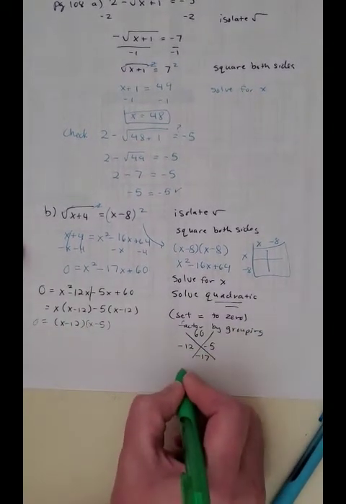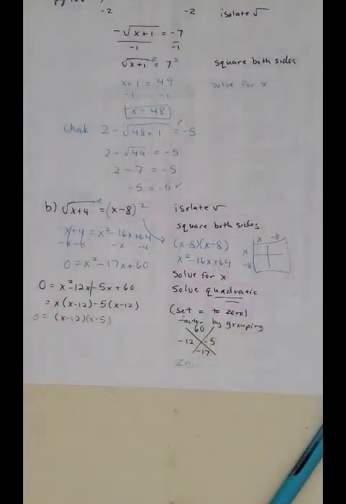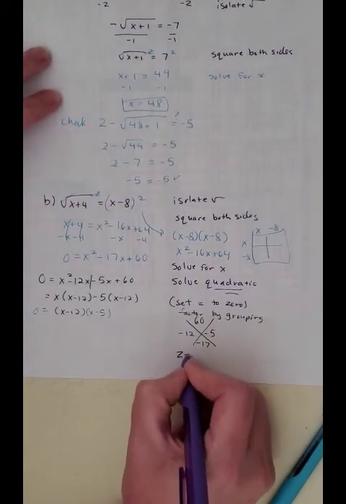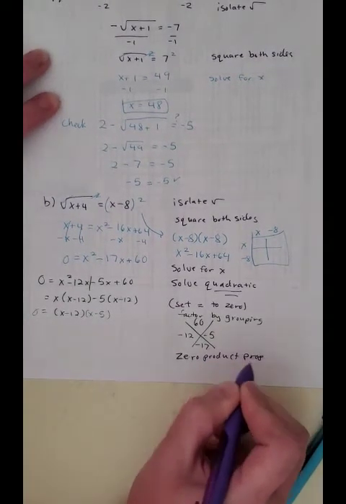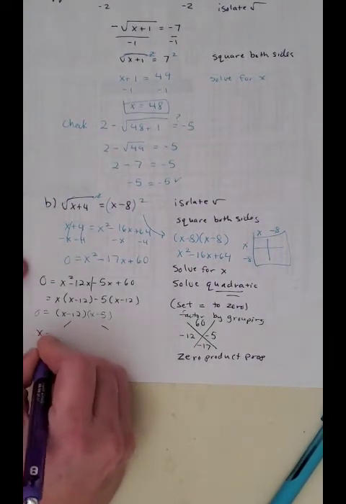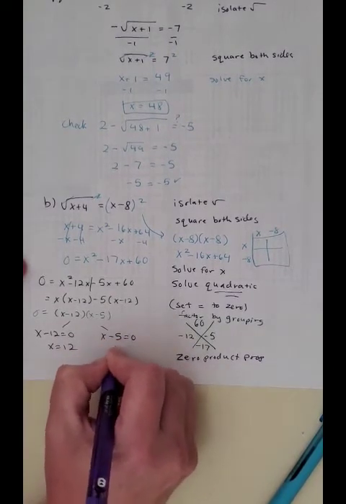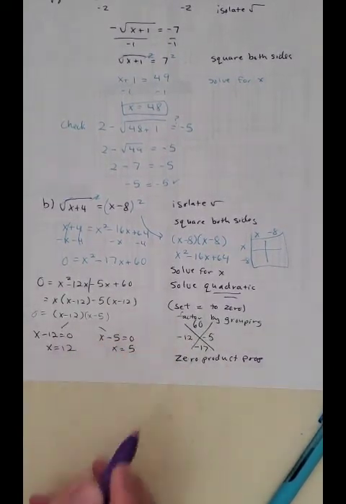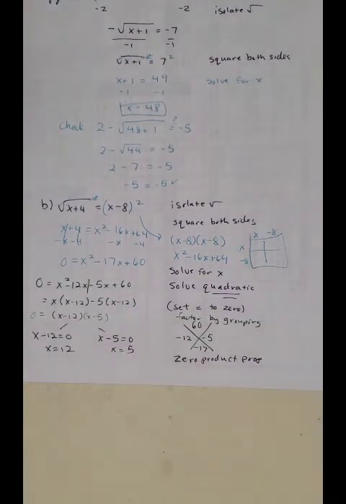Now, after I factor, I use the zero product property. Oops, my pen is running out of ink. Hang on just a second. Let me switch to a different color. So I'm going to apply the zero product property, which is that I'm going to take each factor and set that equal to 0. So I get x minus 12 equals 0, x equals 12. X minus 5 equals 0, x equals 5. There's my two solutions. And my last step is to check. So I'm going to have to move to another sheet of paper to do my check.